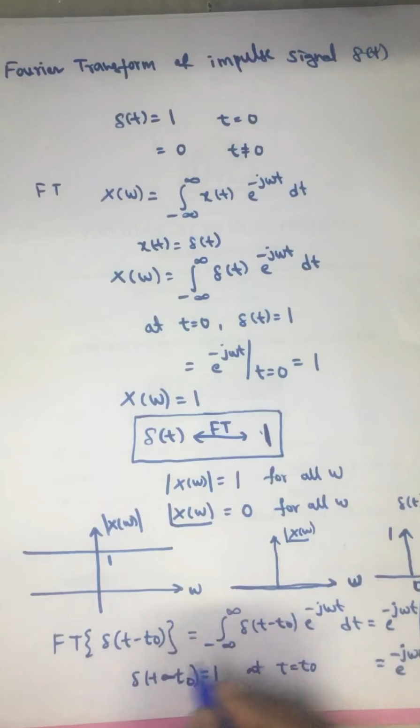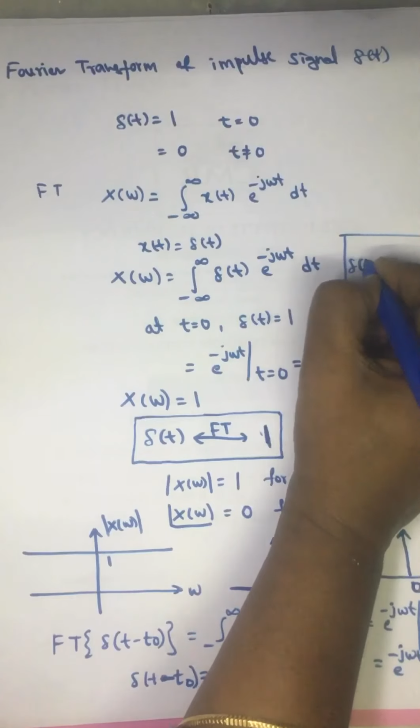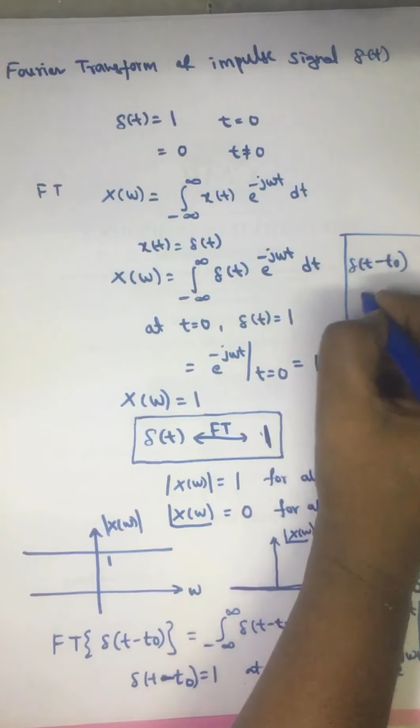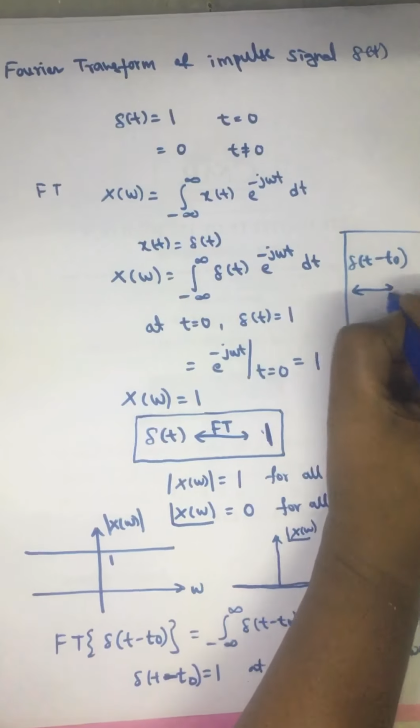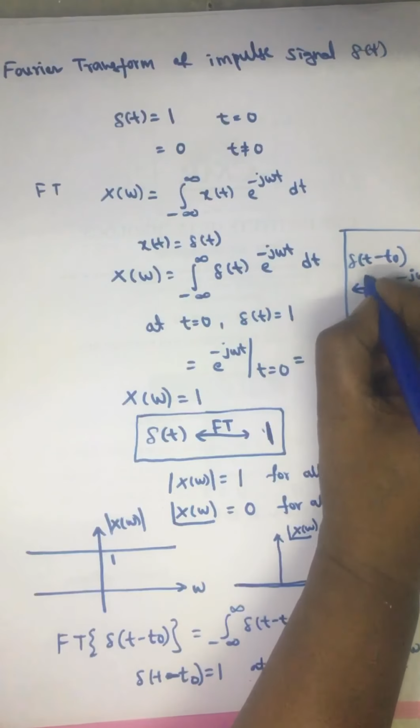From this, what can we say? We can say that the Fourier transform of δ(t - t0) will be equal to e^(-jωt0).